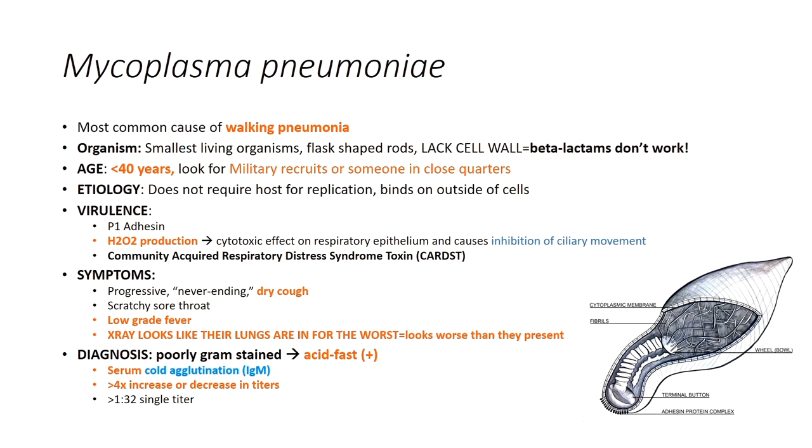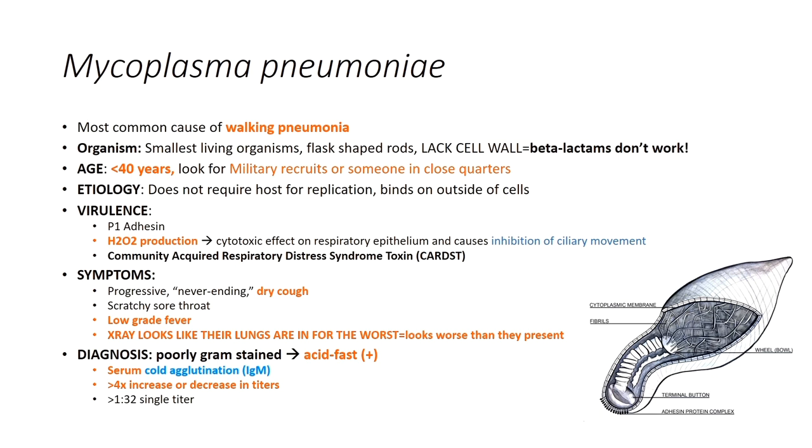You're like, what the heck is this? It looks worse than they present. They come in, they're fine. They're like, I just have a cough. What do I have? But the x-ray looks terrible. And that's going to be a common thing that you're going to find in your atypical pneumonias. So when you get to clinical rotations, you see an x-ray and it looks just absolutely horrible and they look okay. Don't be too alarmed at this point, but try to figure out exactly what it is.